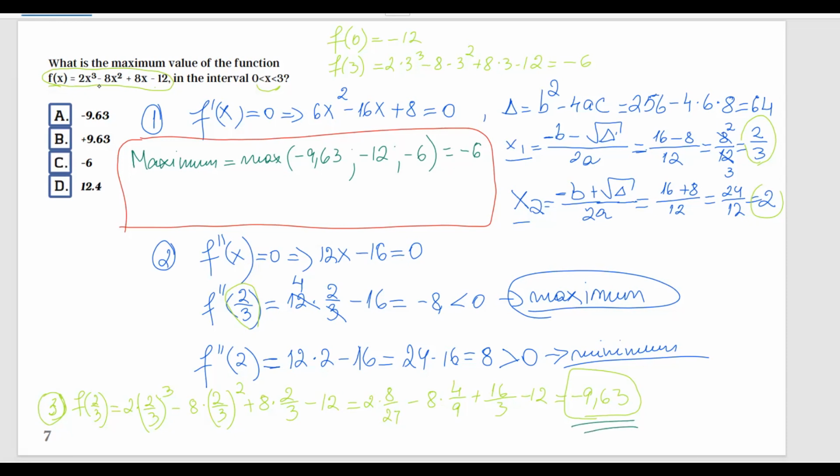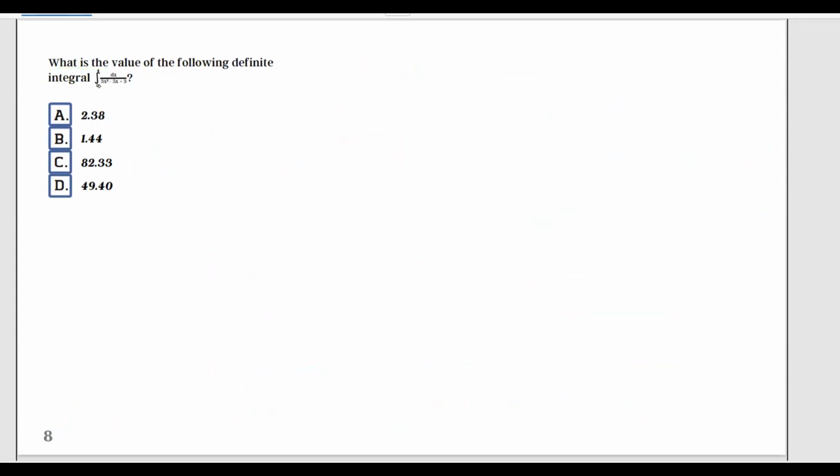But since we have this interval, we have to check for the boundaries at f of 0 and f of 3, and we are getting that minus 6 is the maximum value of the function. So the correct answer is C. Okay, let's move forward now.